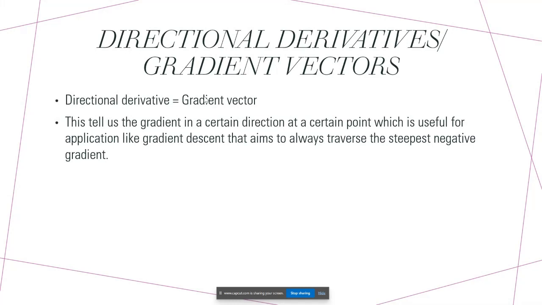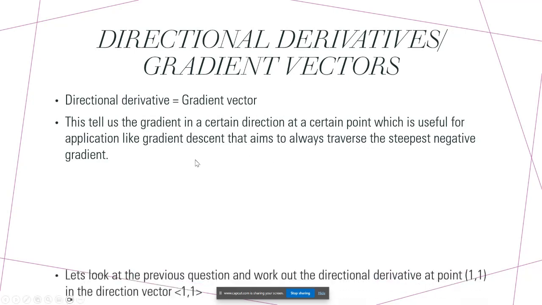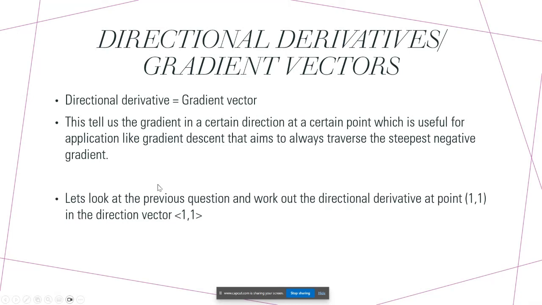This basically tells us the gradient in a certain direction at a certain point, which is useful for applications like gradient descent. And I explained this before, because you want to always traverse the steepest negative gradient. So you want to find out the gradient in every direction around a point. Okay, so we're now actually going to look at the question that we just did.